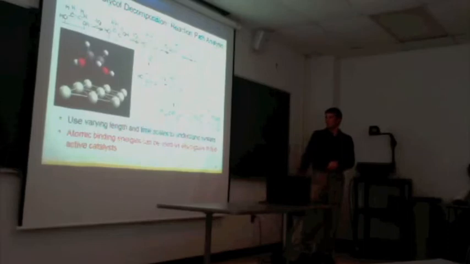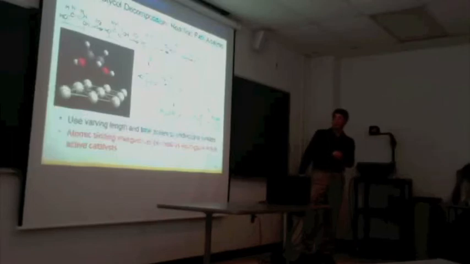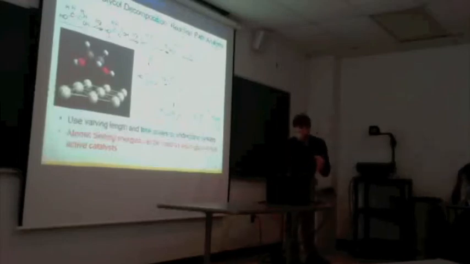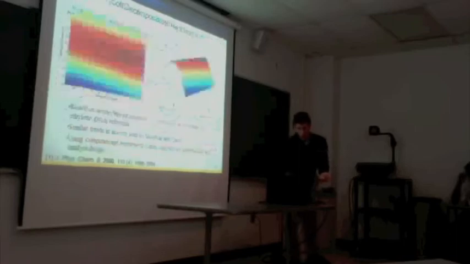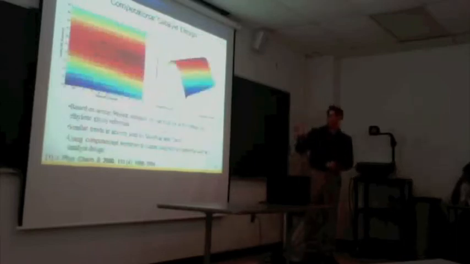So the descriptors we find for these metals being active have to do with atomic binding energies. Basically, how strong does oxygen bind to the surface, how strong does carbon bind to the surface, and how strong does hydrogen bind to the surface. So using some semi-empirical methods, what we can go ahead and do is we can try to optimize our catalyst.